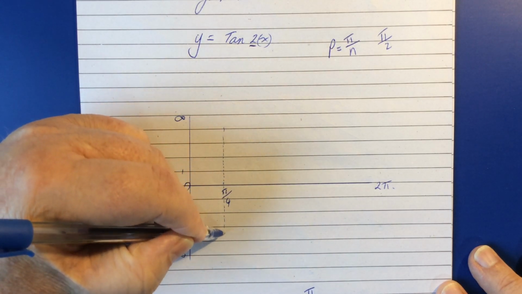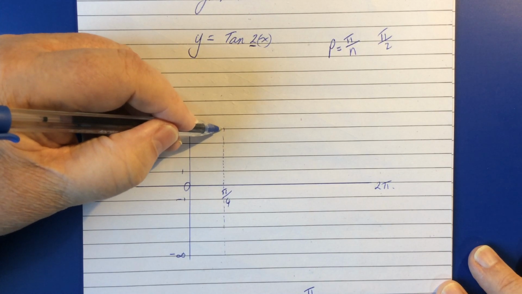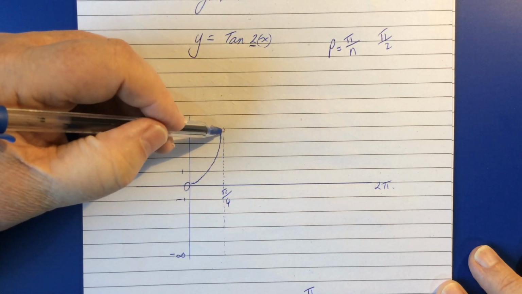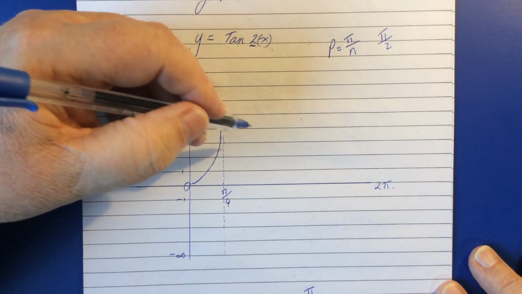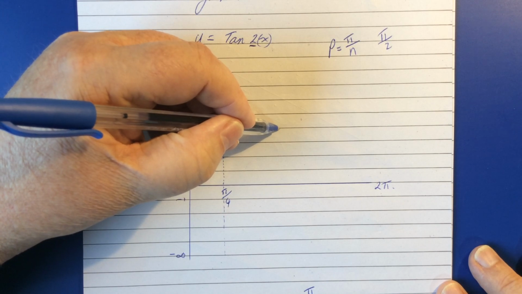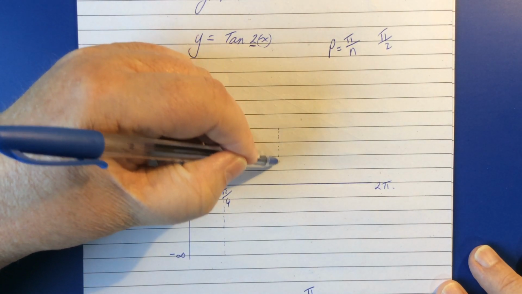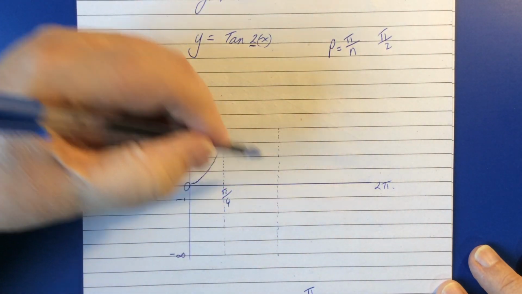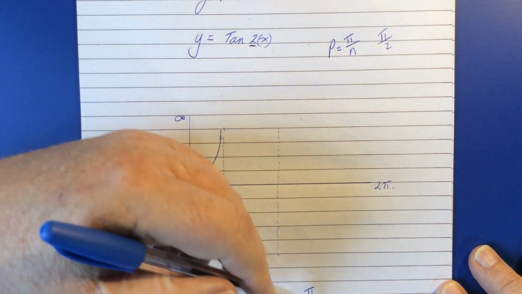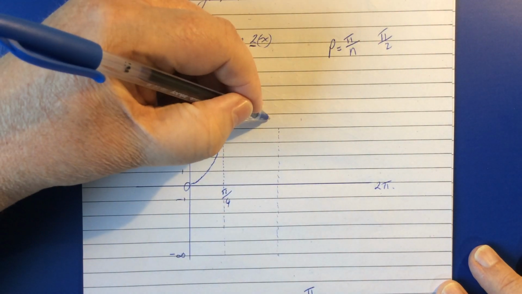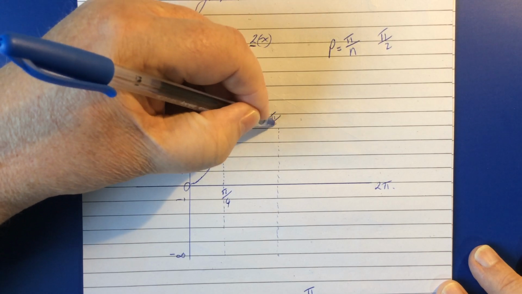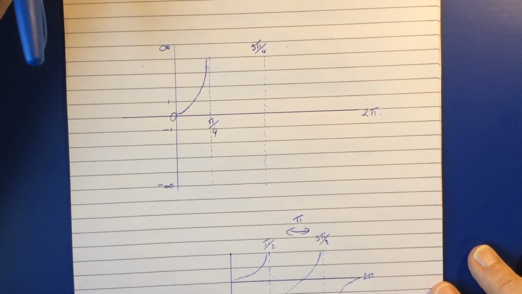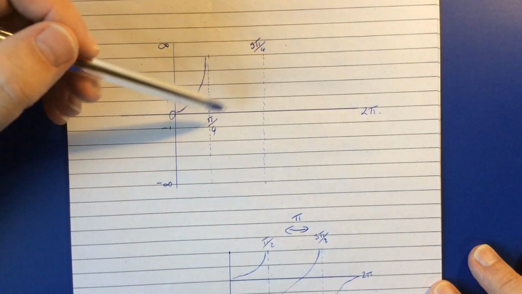So I'm just going to draw this in. Excuse me for doing it freehand. And our graph is going to start looking like this. Now, the next asymptote, and I hope I can do this to scale, the next asymptote is, instead of being at 3 pi on 2, going to be at 3 pi on 4. Now, hopefully you can see what's happening.